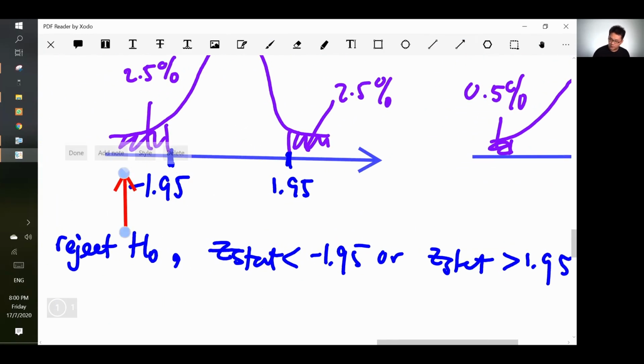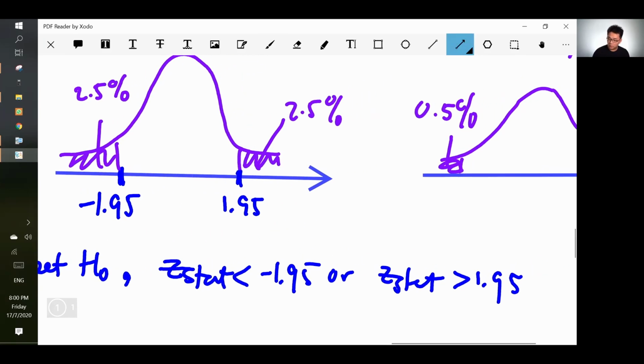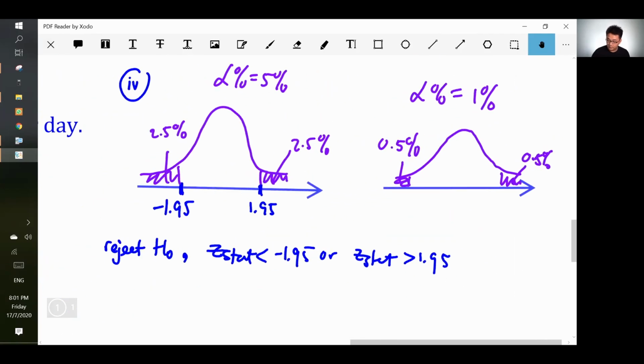As long as you reject H naught, the z-stat could be here. It could be very far at the end, or near to 1.95. Anywhere here. So the question now is, when you change the test to a 1% level of significance, would you also reject H naught? If it's here, can you conclusively say that it will be within the rejection region at 1%?